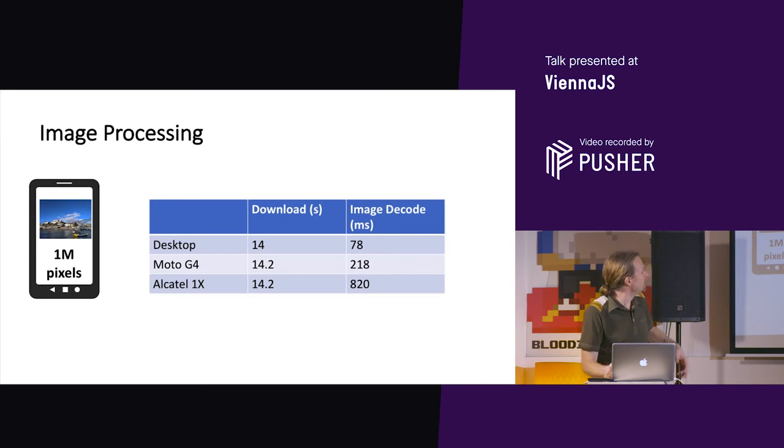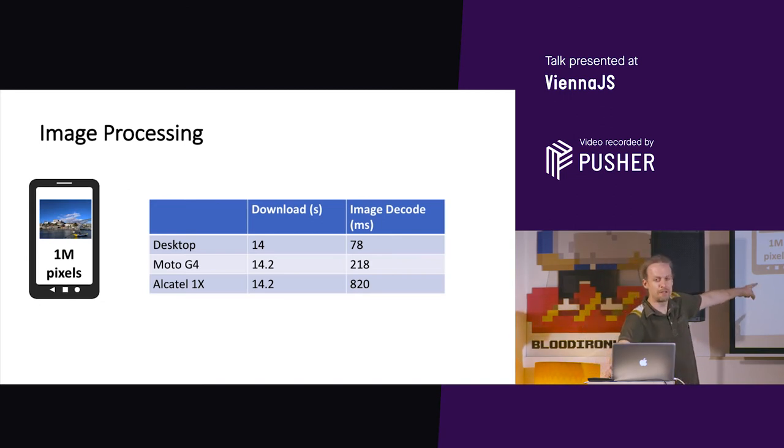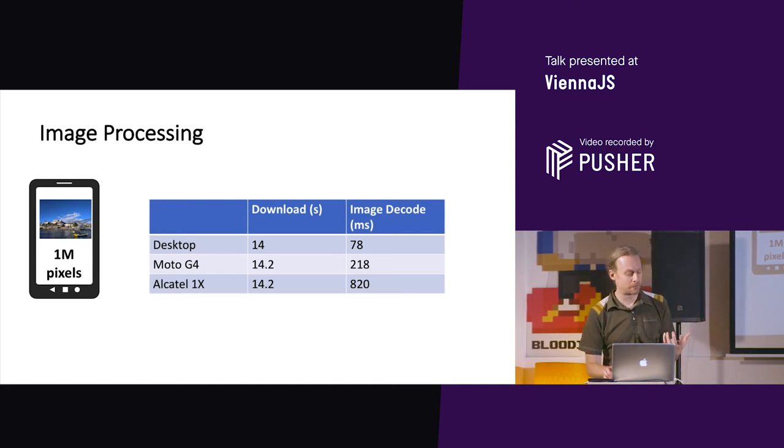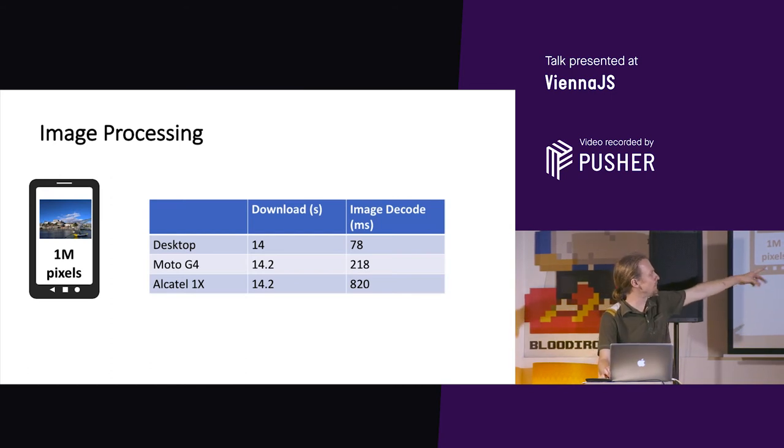So this is a different image. This image was originally 16 million pixels, and I downsized it to be 1 million pixels. And then what I did is I measured how much time it took the CPU to decode the image, to throw away 15 million pixels. And on the desktop, it was really fast. It took less than 100 milliseconds. That's going to be instantaneous.